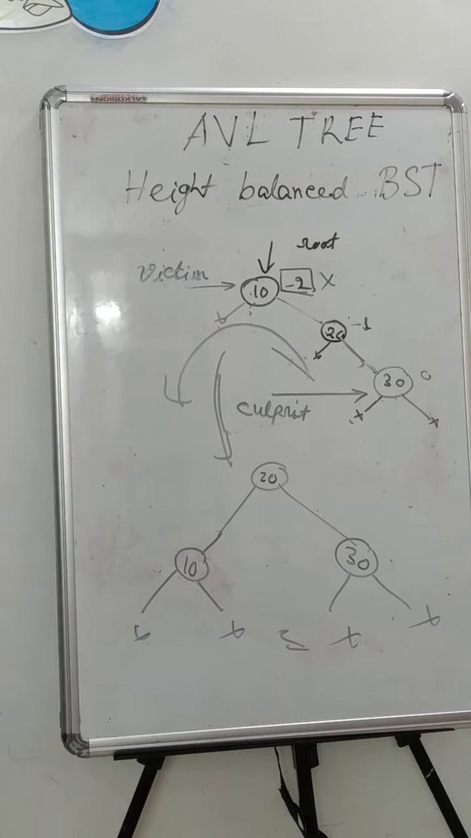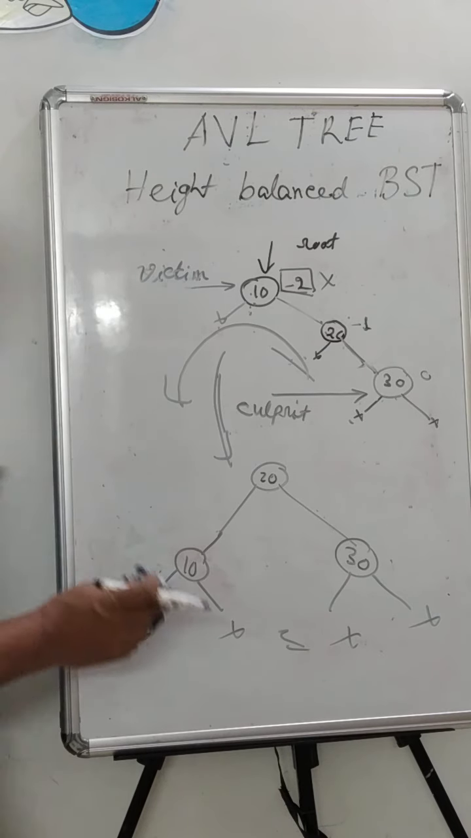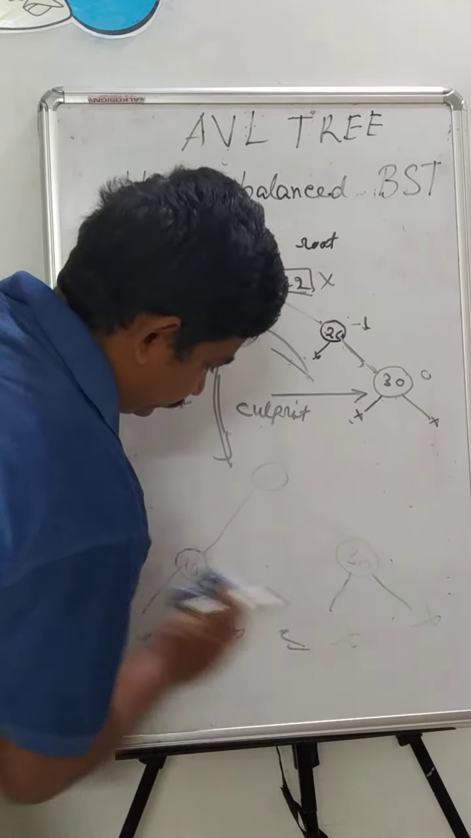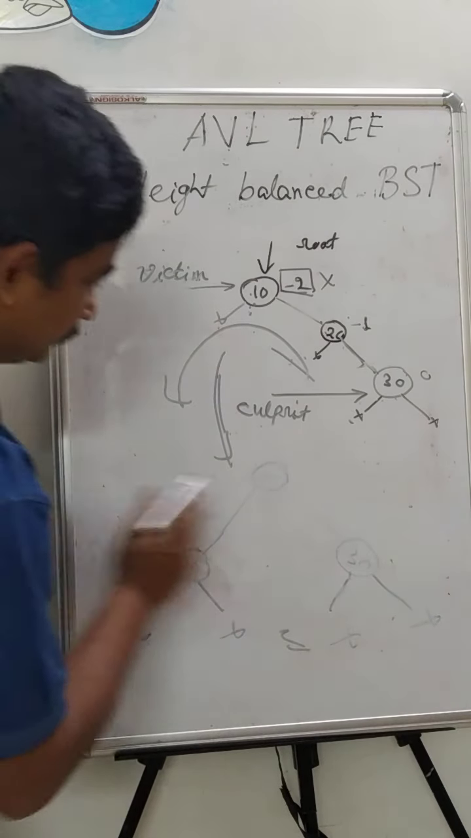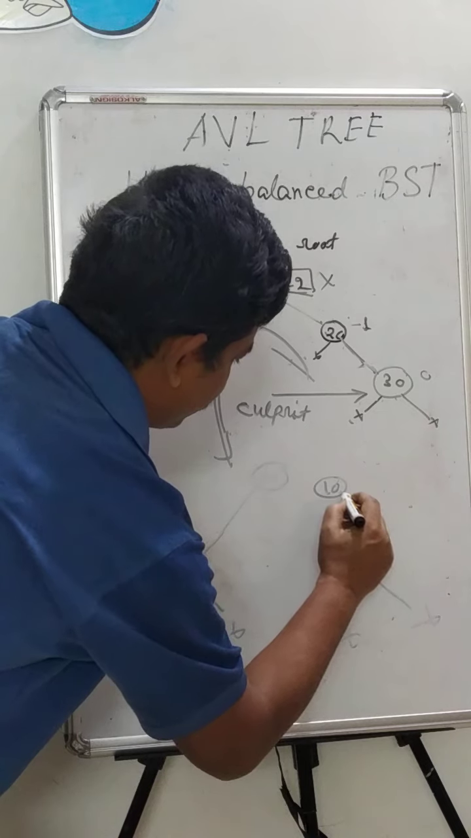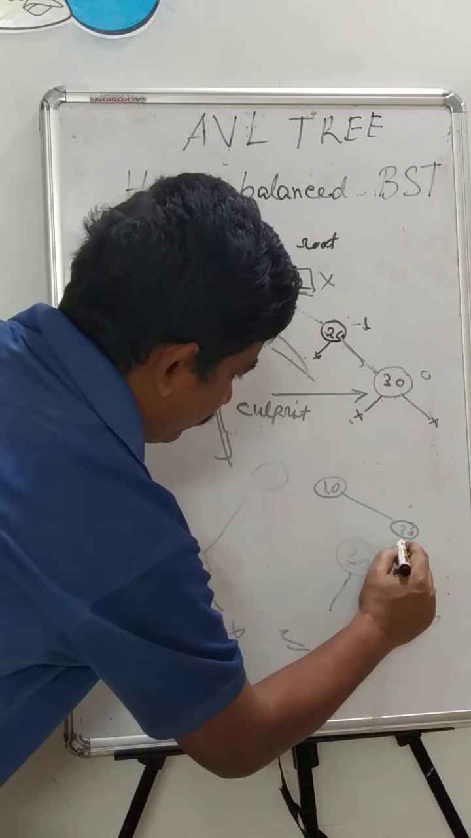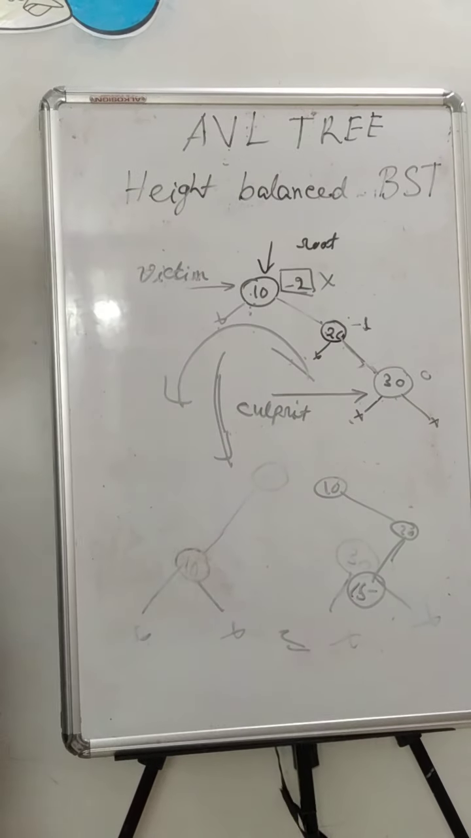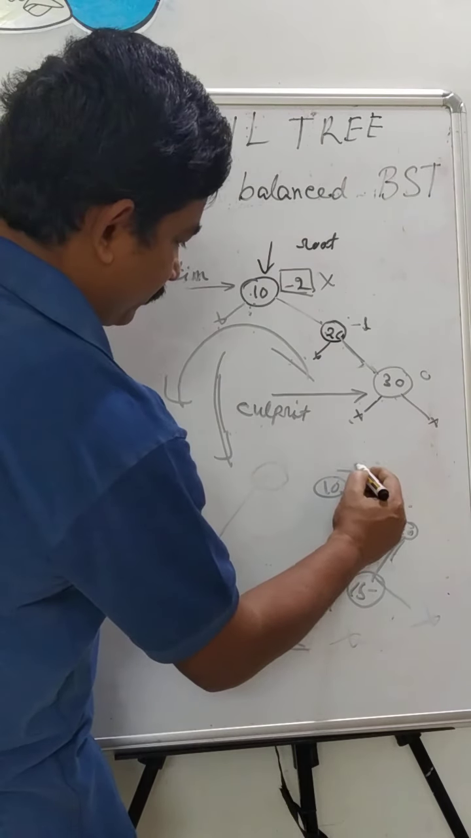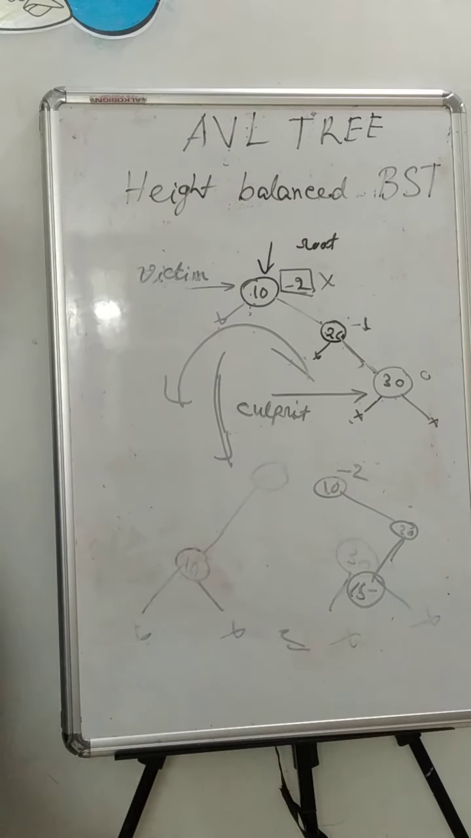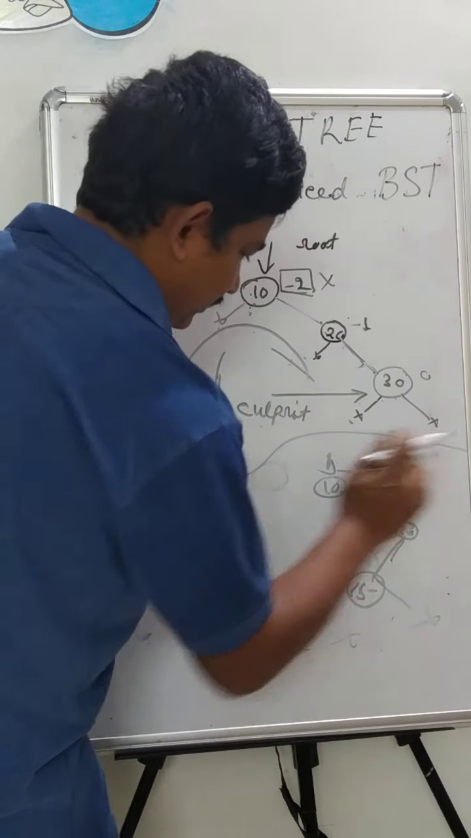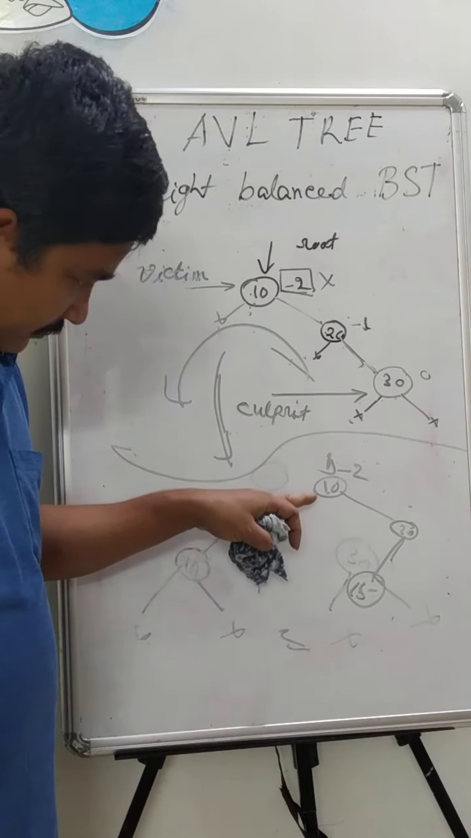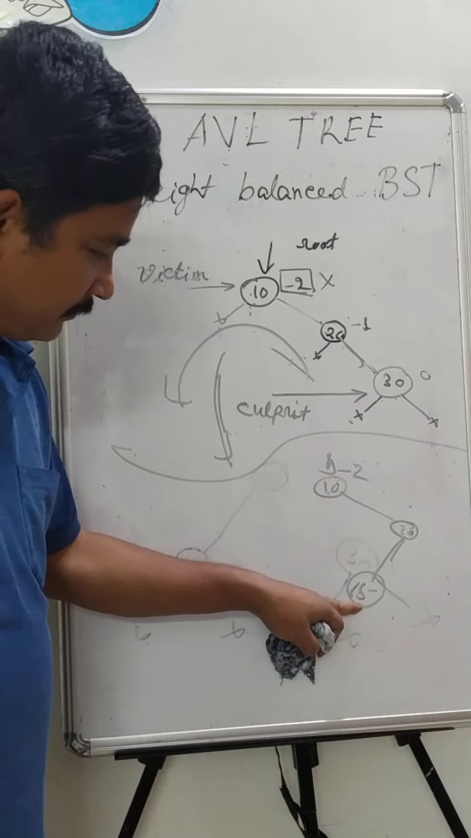But if our imbalance was formed due to some other kind of structure, say if the tree was of this form, now we have inserted 15. Now the imbalance of this one is still -2. Now let us take this is our binary tree, and we have inserted 15.